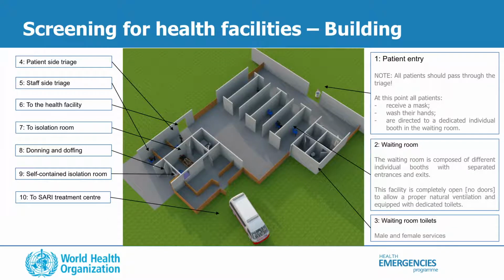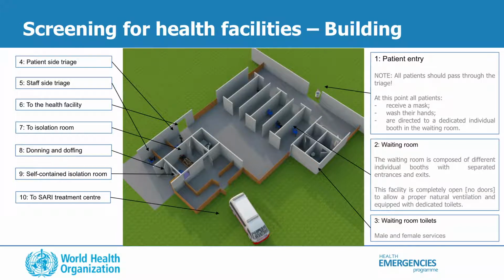At this point, anybody arriving should receive a mask, perform hand hygiene, and be directed to the waiting room. The waiting room should be composed of different individual booths with separate entrances and exits and be completely open in order to allow good natural ventilation. 3. Toilets for patients, both male and female, should be nearby.